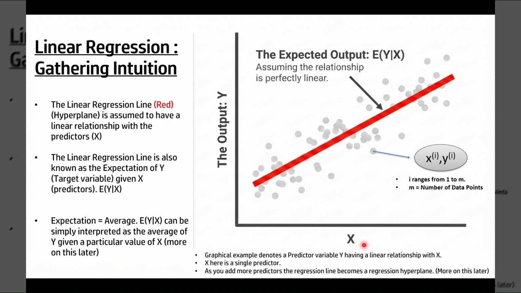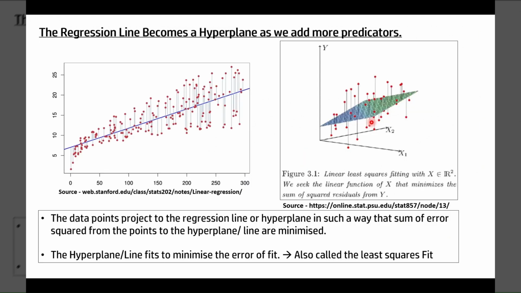In this graphical example, we only have a single predictor. But remember, as you add more predictors, like adding height, weight, salary, square footage, could be anything, this line levels up and becomes a hyperplane. What exactly is a hyperplane? More on this in just a few seconds.